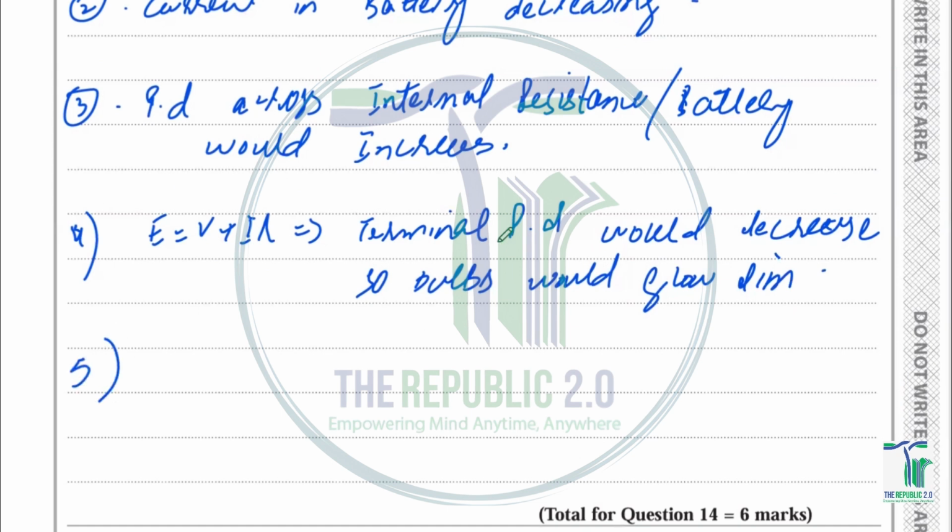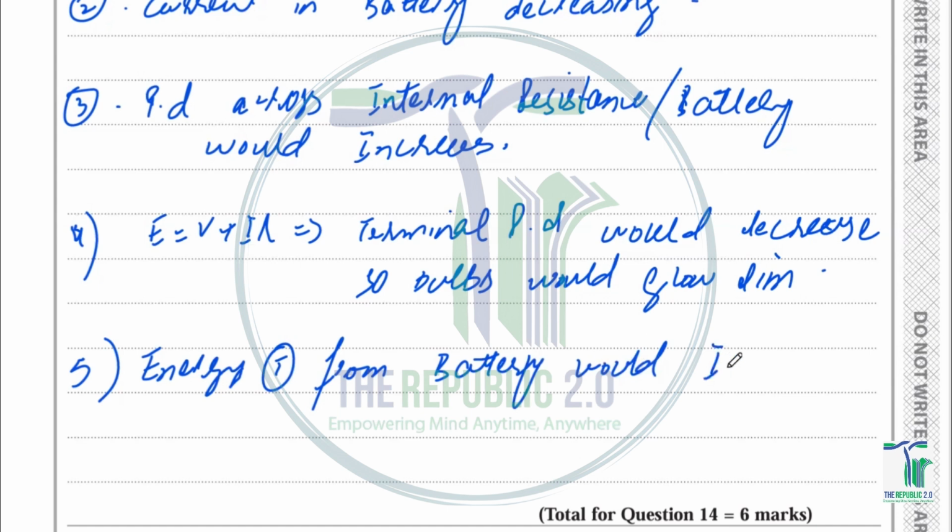In the fifth place, what does that mean? If you have a lower terminal potential difference, the energy transferred from the battery would increase. And as the energy transferred from the battery increases, on the sixth point we need to remember that the thermal energy in the battery would increase.